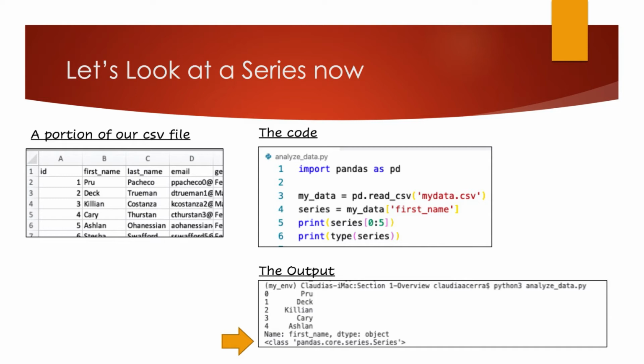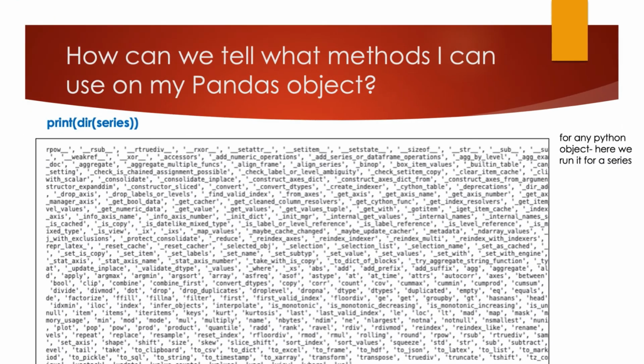And you can also validate that this is a series because it does print out class pandas.core.series.Series with the capital S. So this is indeed a series and not a data frame. I made the comment before that you want to know when you're dealing with a series and a data frame because some of their functions, methods, and properties are different.